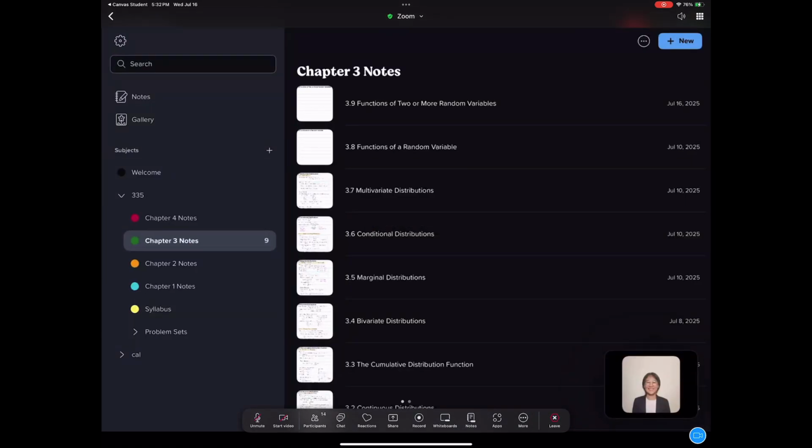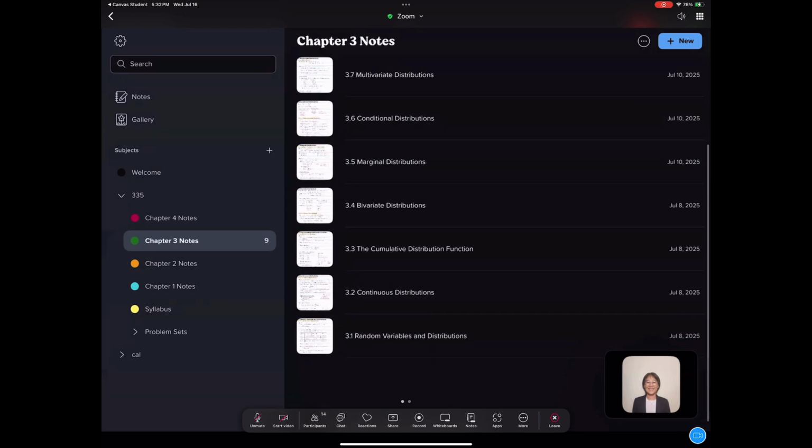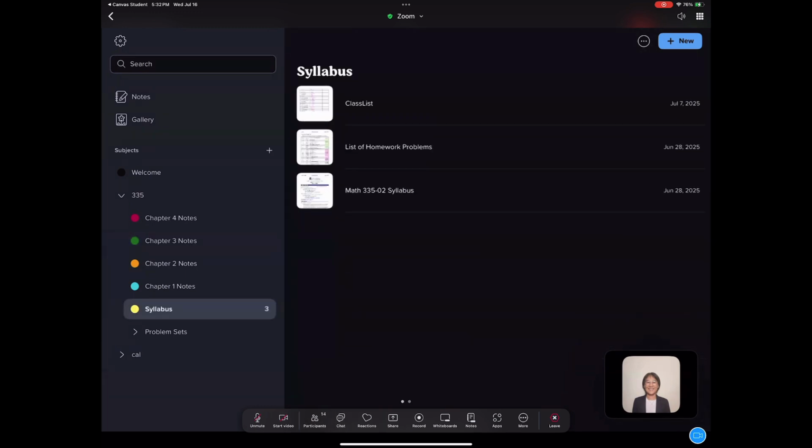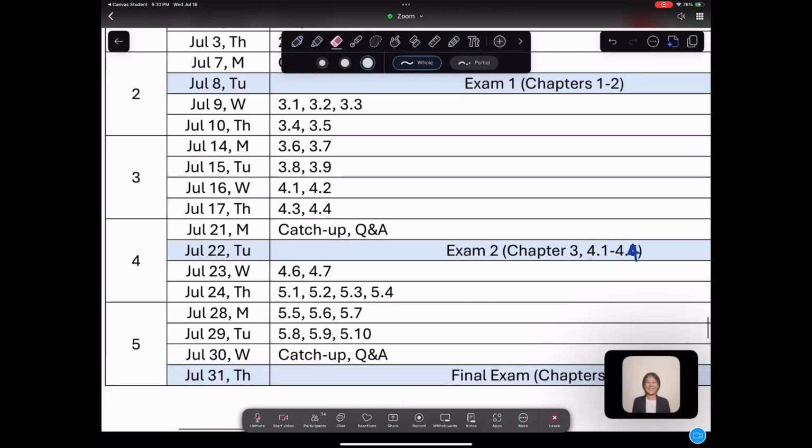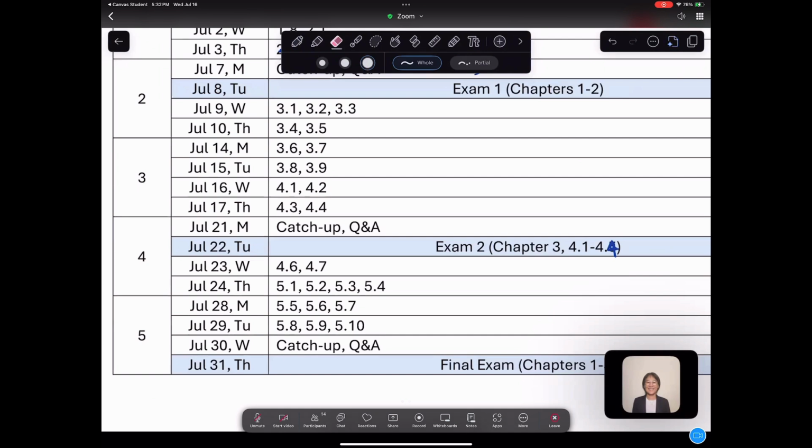Just want to mention that your second homework assignment is due next Tuesday. Next Tuesday is the day that we have an exam. So that's an exam day. I think we're going up to the entire chapter 3 and chapter 4, so 4.1 through 4.4. So that's your plan so far.